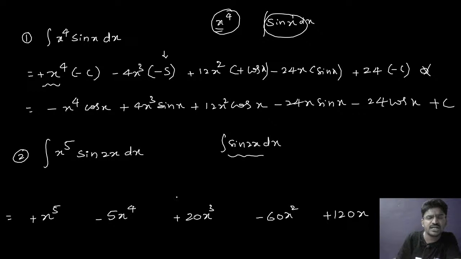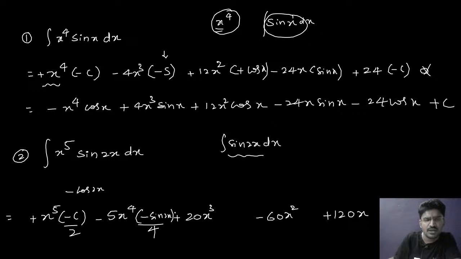So just integrate this sine 2x. What is integration of sine 2x? Minus cos 2x divided by 2. Okay. Next, integrate this term, that is minus cos 2x. If you integrate minus cos 2x, you are going to get minus sine 2x divided by 4.